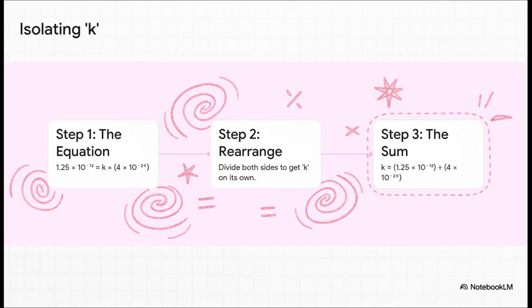Okay, so the most obvious first step here is to get k all by itself. And how do we do that? We just need to rearrange the equation. We'll divide both sides by that 4 times 10 to the minus 20, and boom, that leaves us with our calculation. k equals 1.25 times 10 to the minus 12, all divided by 4 times 10 to the minus 20.